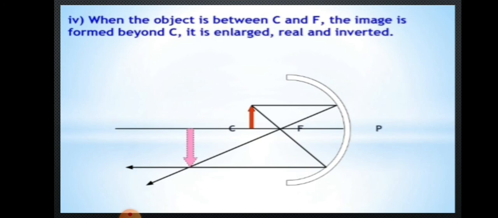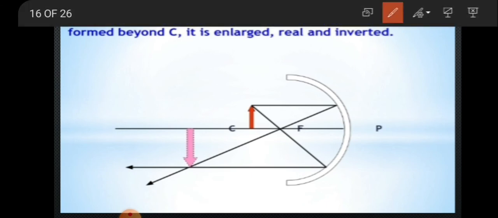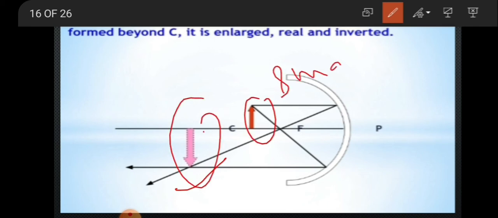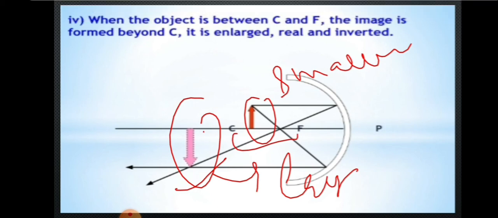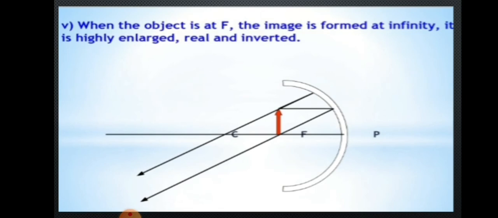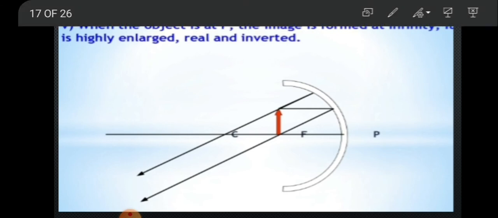Next, when the object is between C and F, the image is formed beyond C. It is enlarged, you can see, this is the larger size and the object is the smaller size. When the object is placed between C and F, a large image is formed beyond C. When the object is at F, the image is formed at infinity.